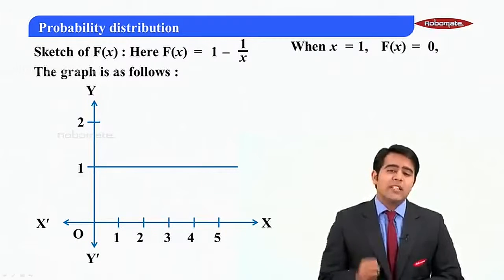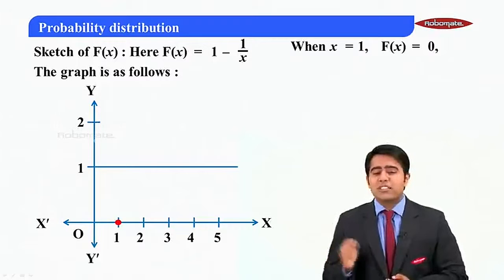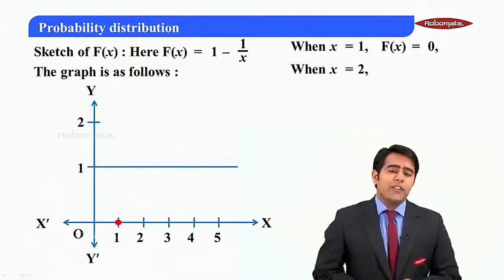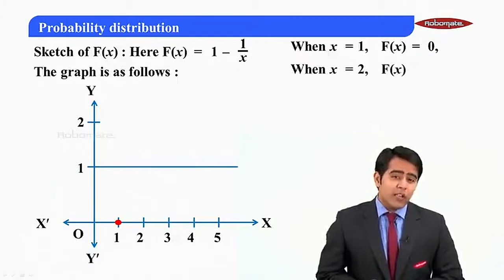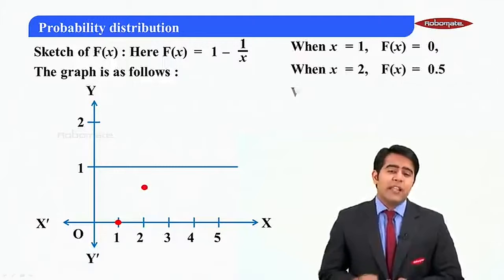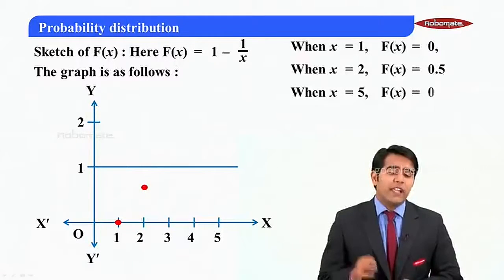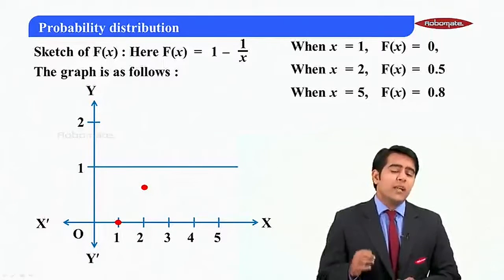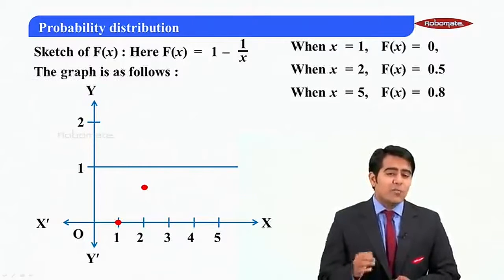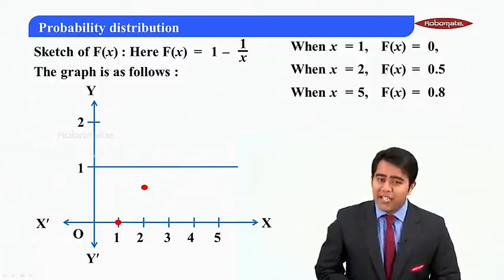So when x is 1, I have F of x as 0. So this is the required point. Now I take x equal to 2. So F of x will be 1 minus 1 by 2, which is equal to 0.5. So here it will be. Now for x equal to 5, F of x will be equal to 1 minus 1 by 5. 1 by 5 is nothing but 0.2. So 1 minus 0.2 will be 0.8.